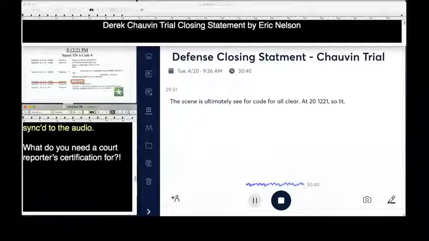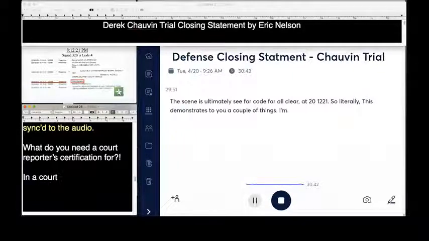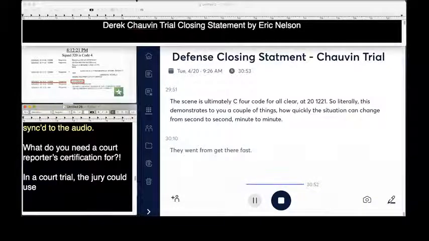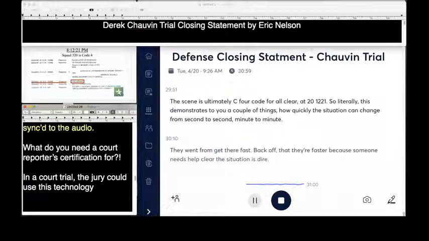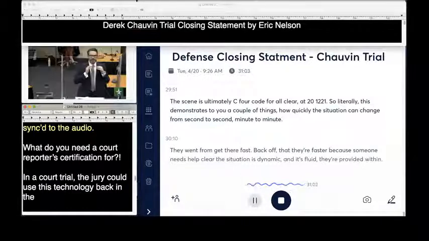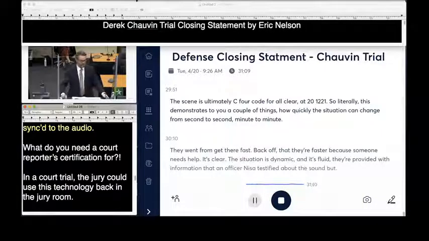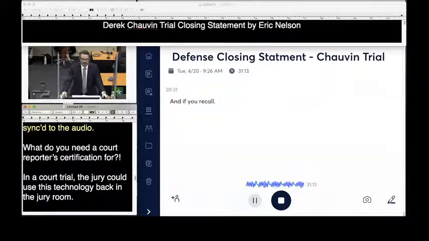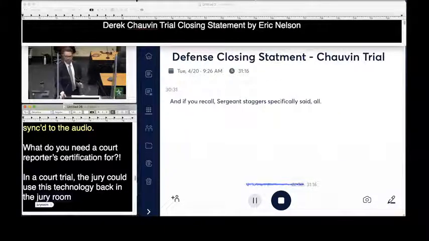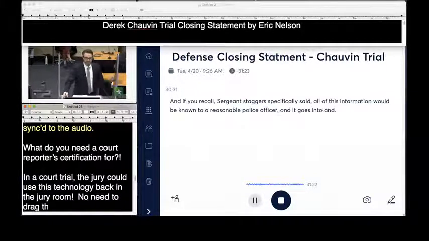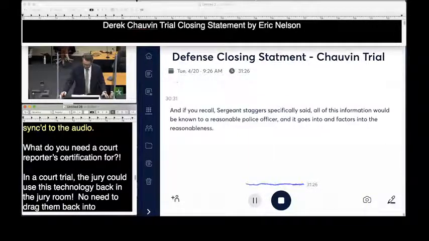So literally this demonstrates to you a couple of things. How quickly a situation can change from second to second, minute to minute. They went from get there fast, back off. Get there faster because someone needs help. It's clear. The situation is dynamic and it's fluid. They're provided with information that an officer needs assistance. They testified about the sound of a struggle, right? And if you recall, Sergeant Steiger specifically said all of this information would be known to a reasonable police officer. And it factors into the reasonableness of the use of force.